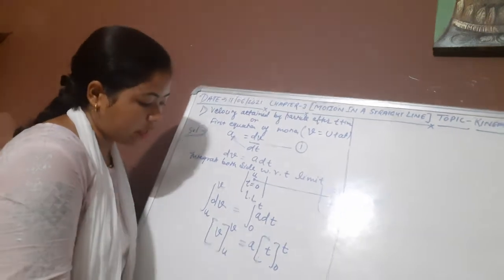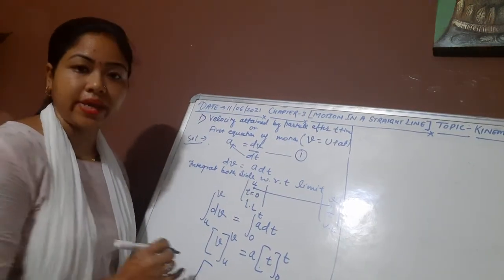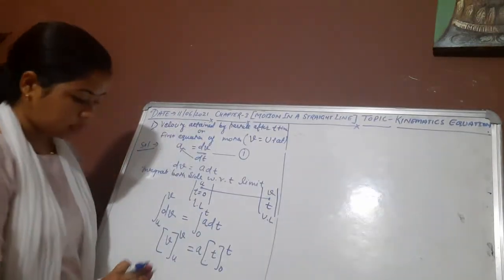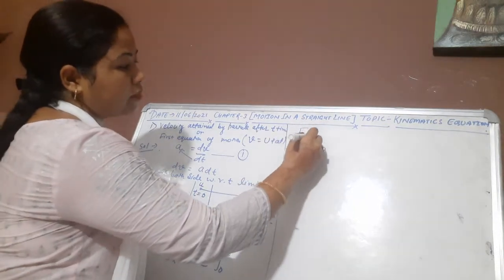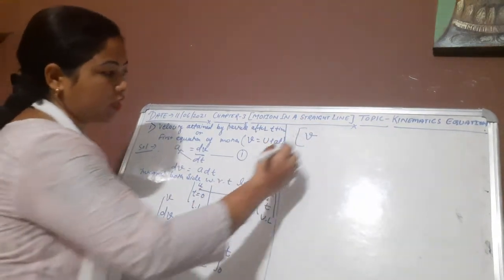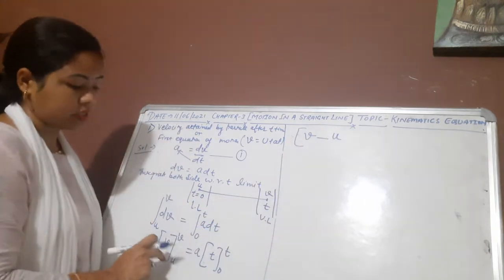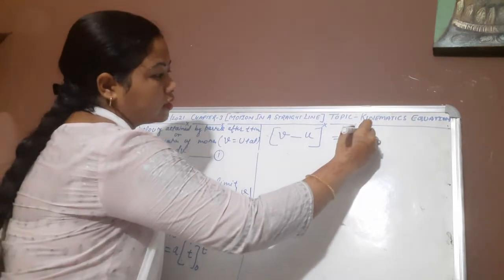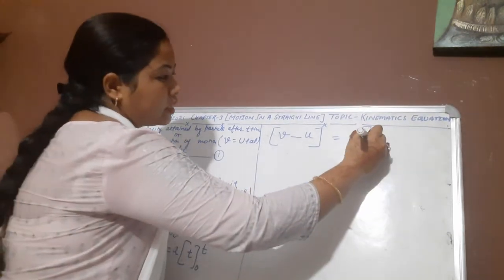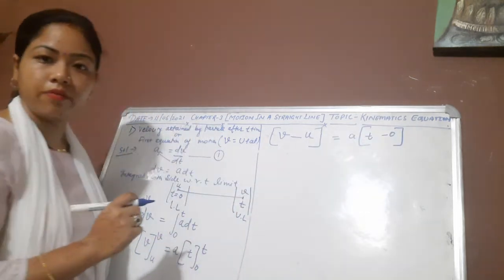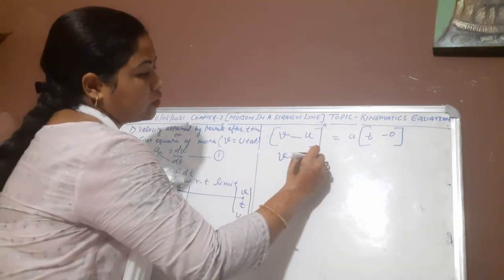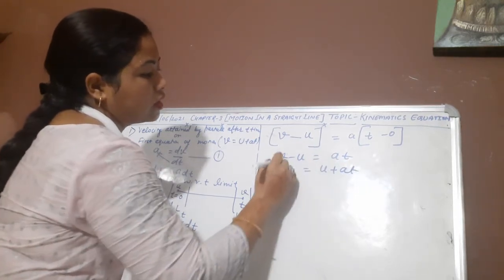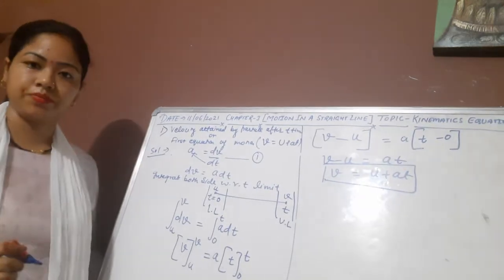Now what will we have? Secondly, we will place the limits to both sides. So whenever we place the limit on the left side, the upper limit will be v, at the place of v we place v, minus the lower limit, at the place of v we place u, right? Equals to, a will be common, we will place the upper limit of the time and then the lower limit of the time, right? Now v minus u equals a into t, and v equals u plus at, and this is our first equation of motion, right?